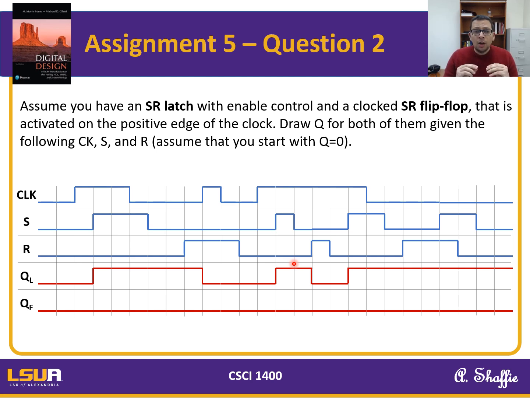In this example, we have an SR latch that is enabled when the value of the clock is high, and an SR flip-flop that is enabled when we have the positive edge. For the SR latch, the output will follow the inputs as long as I have this high signal, at this high signal, at this high signal. For the flip-flop, the output follows the inputs whenever I have this rising edge. So at this point, and at this point, and at this point.